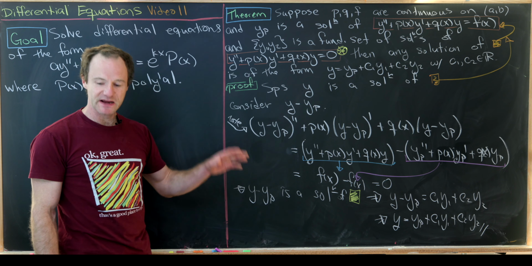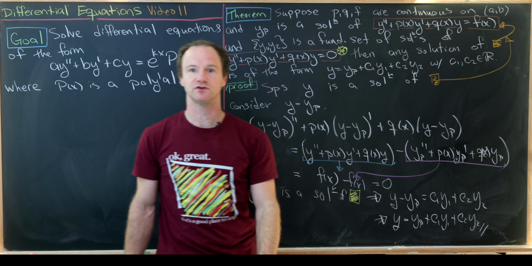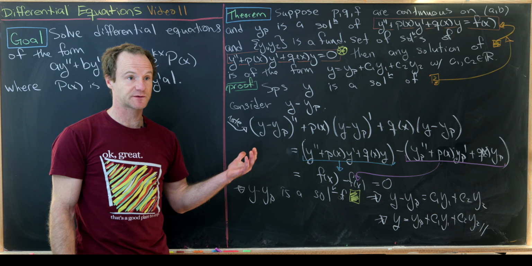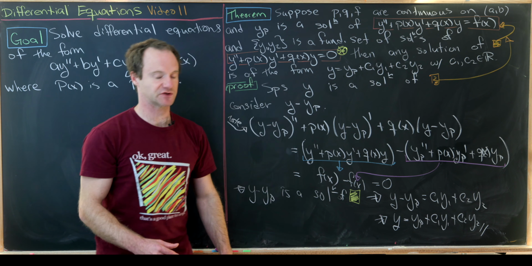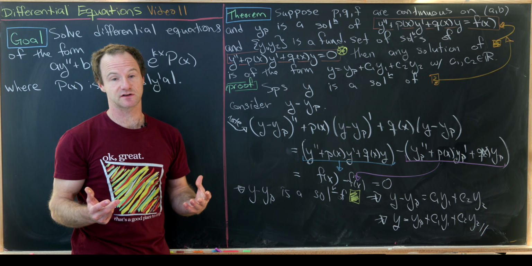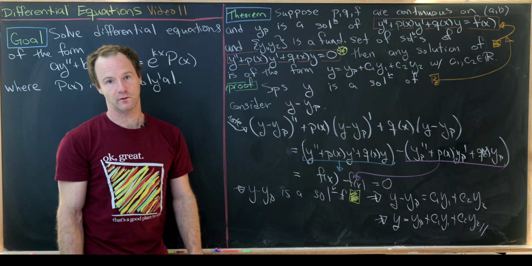Okay, so the big takeaway here is, in order to find a solution to a non-homogeneous differential equation, it's often useful to find the solution to the corresponding homogeneous differential equation and then focus on finding some particular solution, and then after that you can write down your general form.